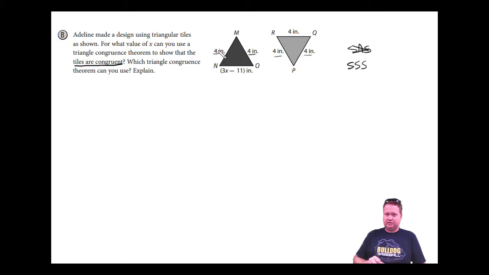And that means that if these two are 4 and they match up to a couple of 4s, this side right here has to be worth 4 inches because that's how long the third side is. And we just have to write an equation that lets 3x minus 11 be the same as that other 4-inch side. And we actually have to solve that for x. I'll let you solve it. And they're not asking us how long the side is. I know the side has to be 4 inches. The question is, what's the value of x in order to use side, side, side to show these two triangles are congruent?